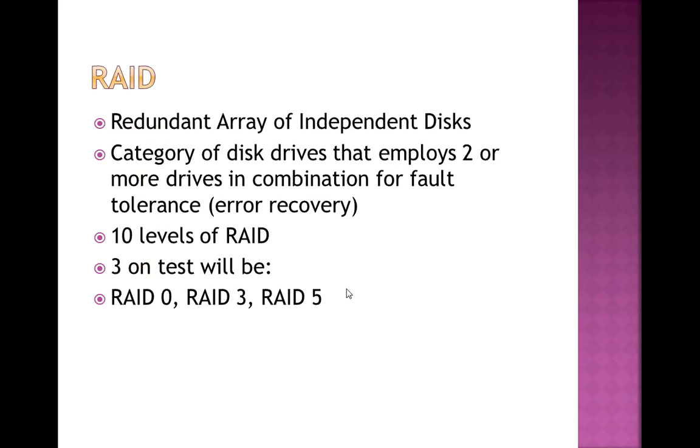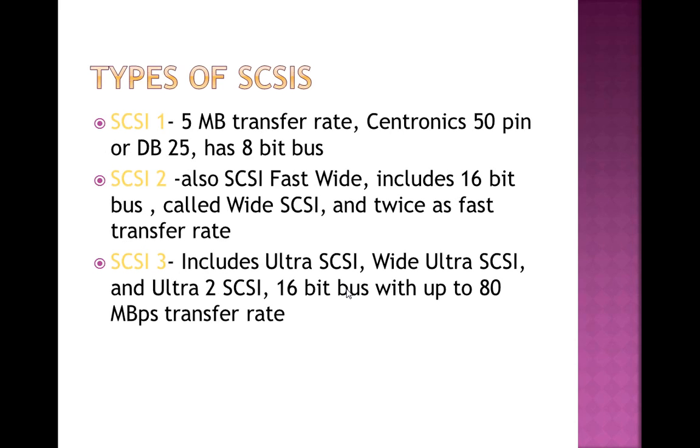Now, what are the types of SCSI? There are three types of SCSI: SCSI 1, SCSI 2, and SCSI 3. There are different capacities, different transfer rates, different connectors, and different data buses that differentiate among the different categories of SCSI. SCSI 1 uses a 5 MB transfer rate, Centronics 50 pins or DB25, and has an 8-bit bus.